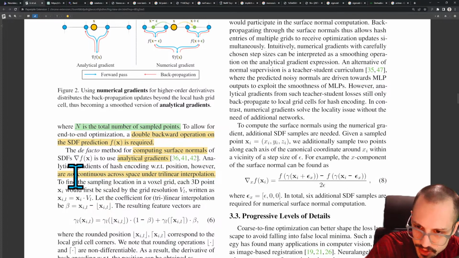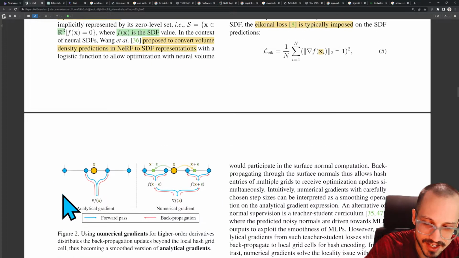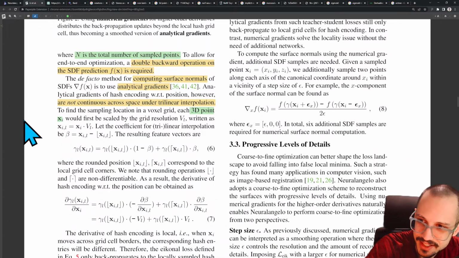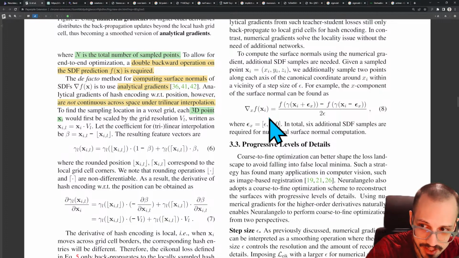Okay, so this is starting to make more sense to me. "To find the sampling location in a voxel grid, each 3D point xi." Okay, I like how they defined the 3D point xi 10 times. I prefer that. It would have been very easy for them to just say xi and then never mention it again, and then we have to keep scrolling back to the original definition. I like the fact that all their notation is consistent, and they keep redefining it so you don't have to go back to an earlier part of the paper to read it. "Would be the first scaled by the grid resolution VL."